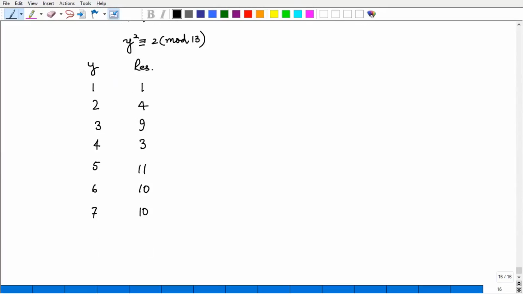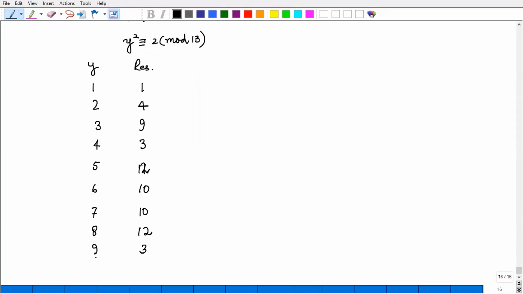Next is 8. So for 8 it is 64, and 13 times 5 is 65. So 65 means minus 1. So this must be 12, I think. Yes, 12. For 9, this is 3, because 5 squared is 25 and 26 minus 1. So minus 1 means 12 in modulo 13.